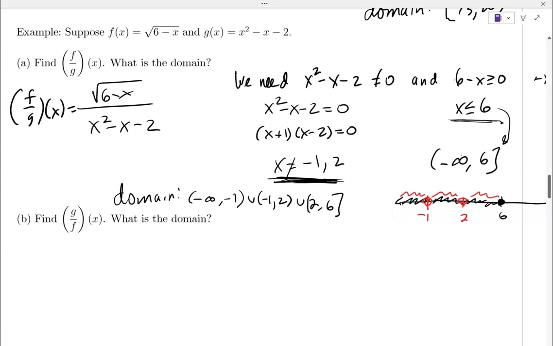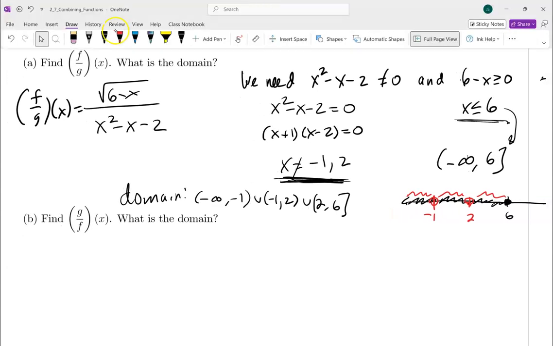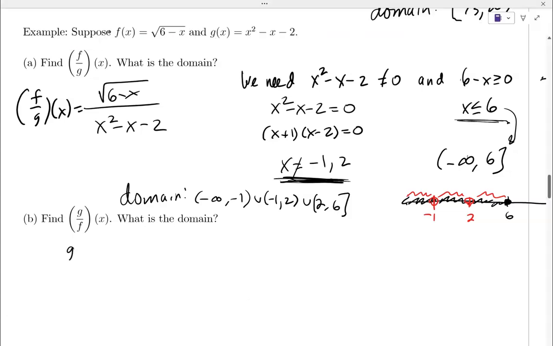How would the second part differ? What would G over F look like? It would just flip the fraction, correct? Now what do we have to worry about? Is there any issue with the numerator in this case? No. So this is fine. We can plug whatever we want into the top. So what's the only thing we need to worry about? The bottom. So what do we need 6 minus x to be?